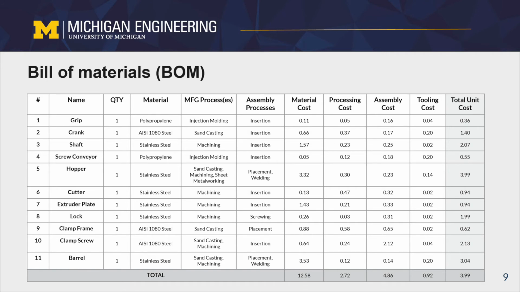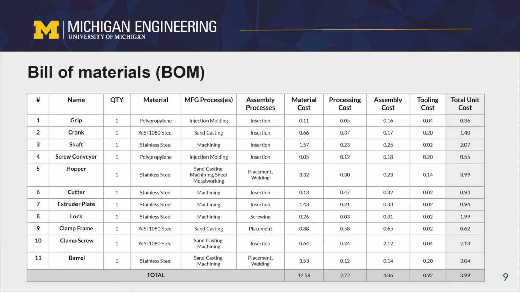Hi, this is Juan. Here you can see the bill of materials for the meat grinder. We started by looking at each part and whether that part was directly in contact with food or not, and the durability we needed for that part in particular to decide what material to use. In the case of the parts that are directly in contact, we went with stainless steel and polypropylene for the plastic parts. From there, we decided on the manufacturing processes required and then assembly processes.